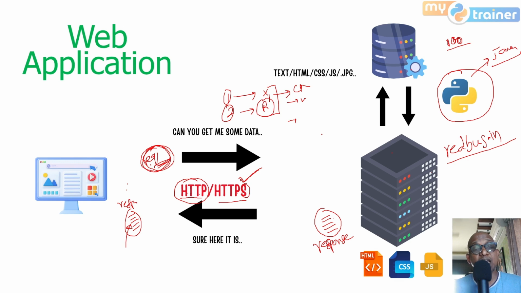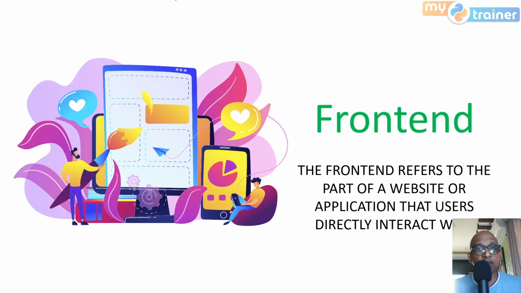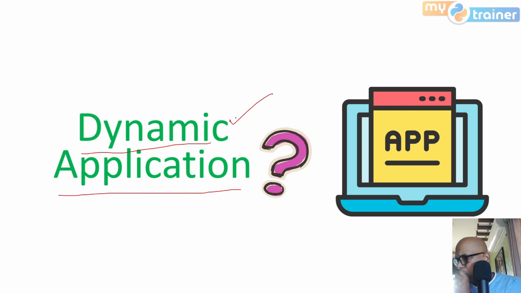Whether it's static or dynamic, this is how a web application or website works: the client sends the request, the server receives it, prepares the response, and sends the response back to the client. It's a very simple procedure. So we have just seen what is static and what is dynamic. In this course, we are going to learn about dynamic web applications, because most web applications in the current IT industry are dynamic only.